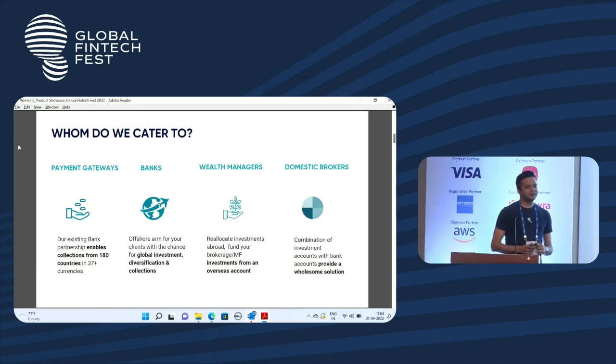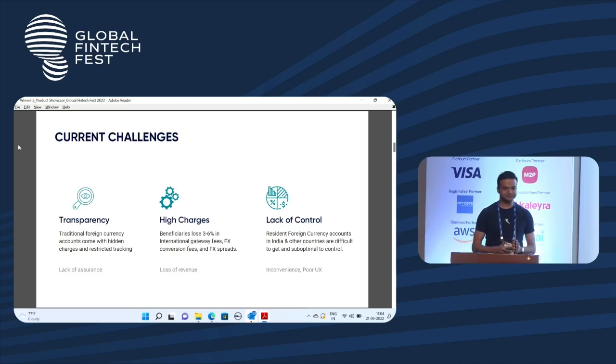Who do we work with? We work with payment gateways as their collection agents globally. We work with banks to, again, similarly provide them an offshore banking ecosystem, a quasi-branch network which they would otherwise not have. We work with wealth managers to provide them with their offshore investing and wealth management stack, and with brokers in providing them their overseas brokerage stack as well.